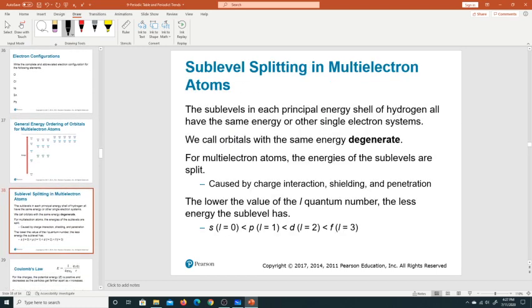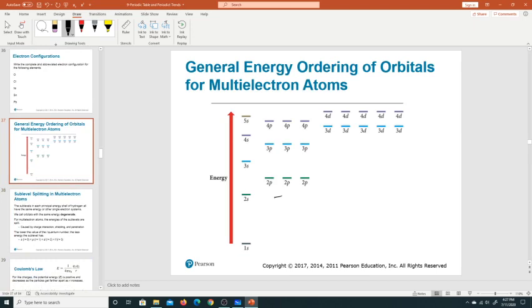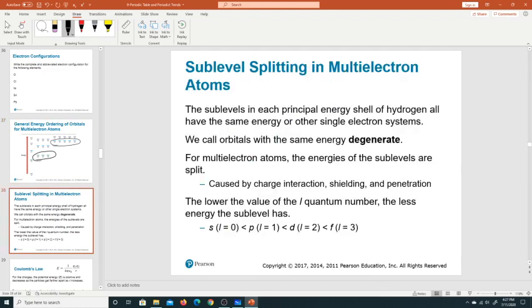Alright, so why do we get, for example, multiple p orbitals? Why do we get multiple d orbitals, etc.? What's going on here? Why are the 3d electrons between the 4s and the 4p? Why are these orbitals where they are? So there are some reasons behind this.